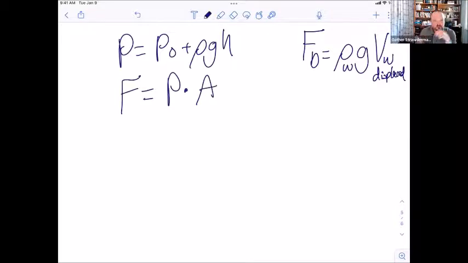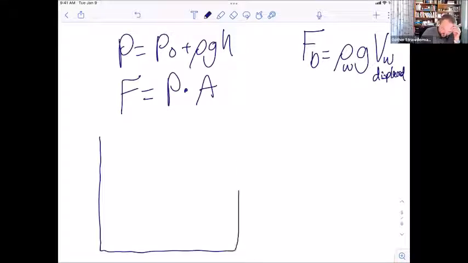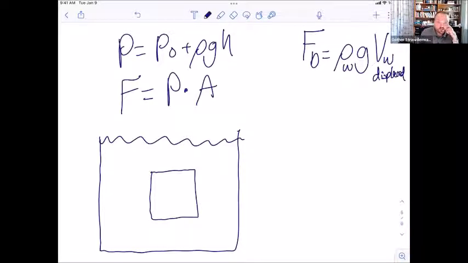This version of the pressure equation. Because foundationally, the buoyant force is a result of a difference in pressure. When something is moving water out of the way, the bottom part of that object is deeper than the top part. Since it's deeper, it's got more pressure it's experiencing on the bottom. So if I were to draw a picture of a container, and I would have a block like this, I can figure out the buoyant force acting on that block by calculating the difference in pressure from the top of the block and the bottom of the block.